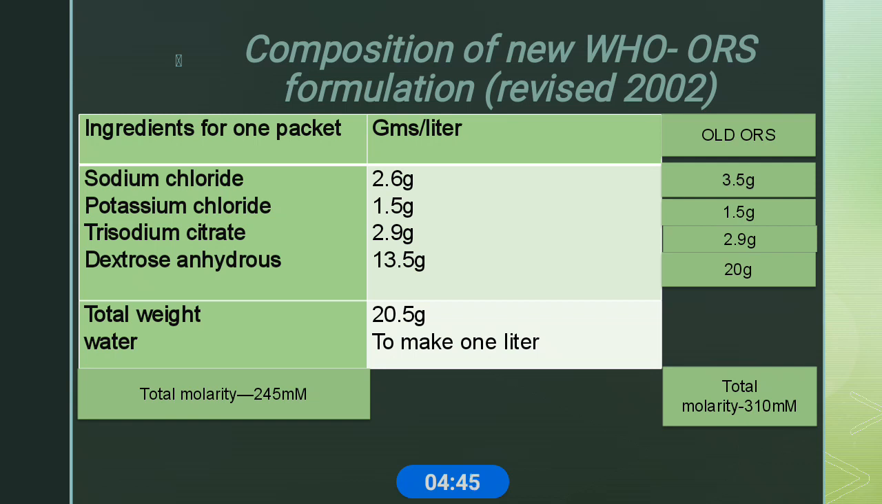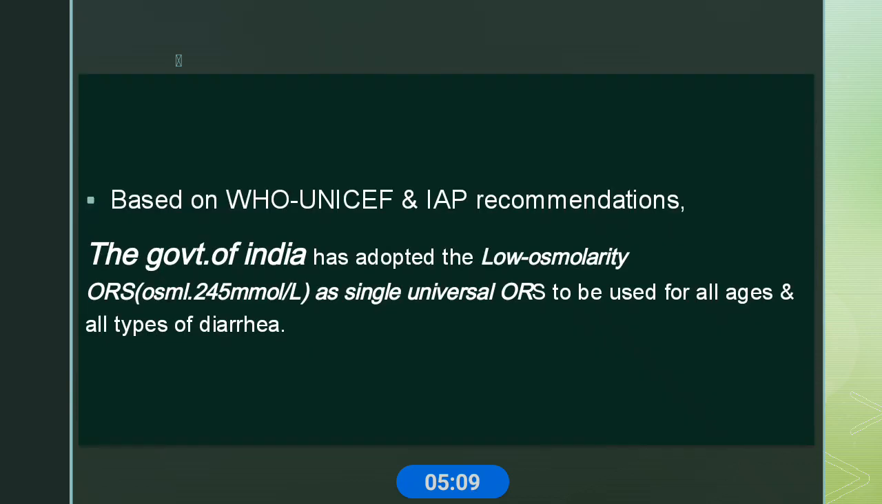Now the difference between the old and new formulations. In the old formulation, the sodium chloride content is high, 3.5 gram, and dextrose anhydrous is 20 gram. But in the modified formulation we reduced the amount of sodium chloride and glucose, and this reduces the total osmolarity of the preparation.